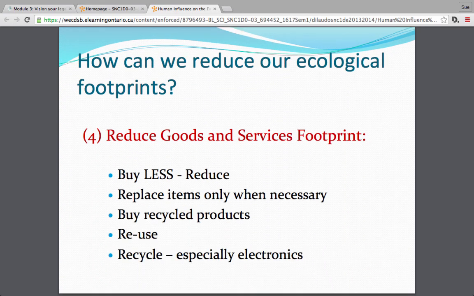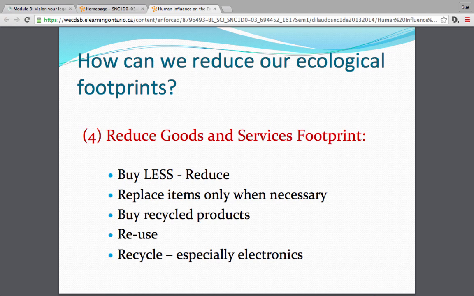Perhaps the toughest one is to reduce our goods and services footprint, because this means we have to really take a look at, are we buying things that we need, or are we buying things that we want? So the idea here is buy less, reduce what we buy. You've heard the saying, reduce, reuse, recycle. The reduce part is probably the hardest in our economy and in our lifestyle, because we see the latest product, we see our friends with the latest product, and we feel like it's something we just have to have.